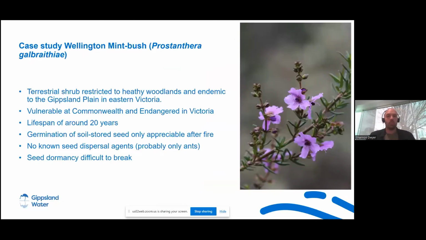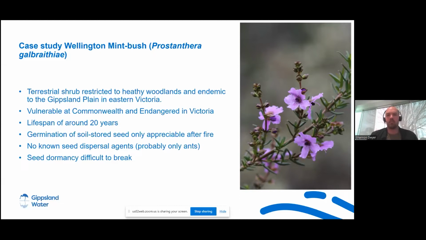So Wellington mint bush, it's a small shrub, or can be a medium to tall shrub occasionally, around 2 metres, maybe 3 metres when you get a big one. It occurs only on the Gippsland Plain and only within a very small area of the Gippsland Plain, on old sand dunes through the eastern part of central Gippsland, I guess. Around the lower area of the Gippsland Lakes and inland a little bit. Vulnerable at Commonwealth and endangered at Victorian level. It has a lifespan of around 20 years, give or take a few.